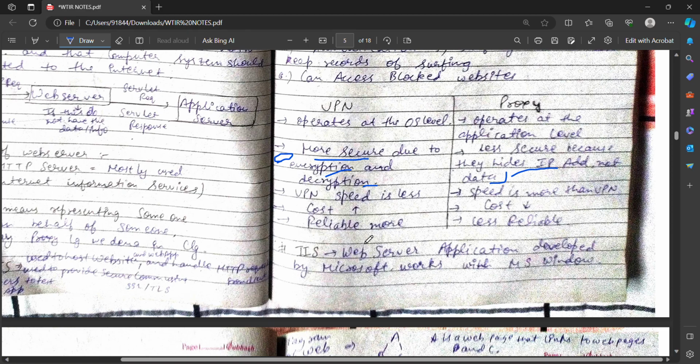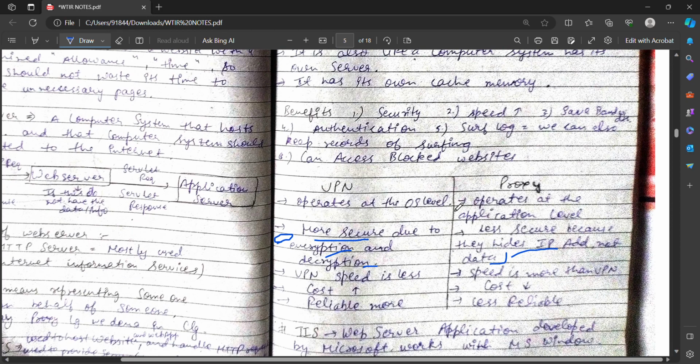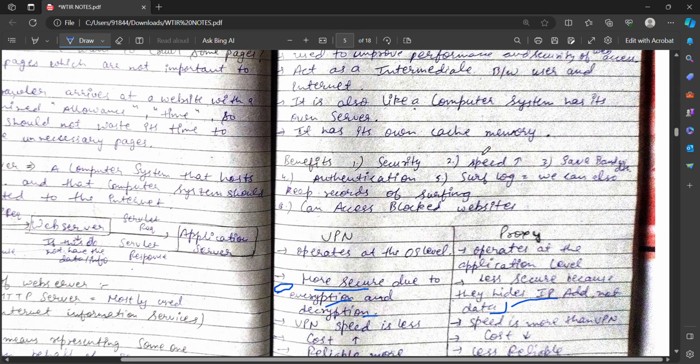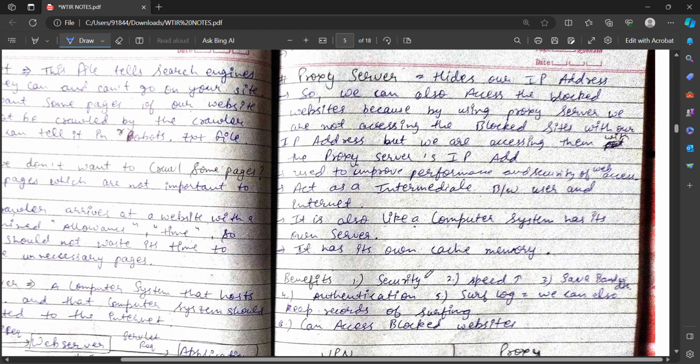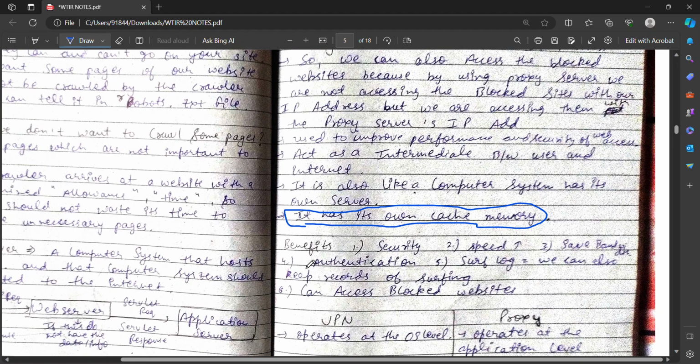Another difference that is not written here, I can tell you, if you remember these points that we have discussed in our previous videos: a proxy server basically has its own cache memory. Now what is this cache memory? Cache memory is very fast memory, but yeah, it has a very small size. Compared to other memory, it is a very small size memory, but it is a fast memory.